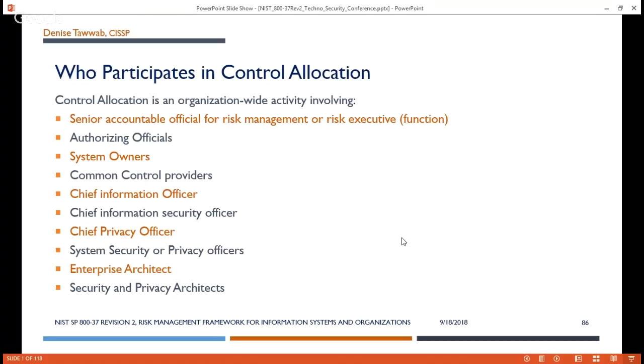All right, who participates in control allocation? Control allocation is organization wide. It involves your senior agency official for risk management, authorizing officials, system owners, common control providers, the CIO, the CISO, the chief privacy officer, the system security or privacy officers, your enterprise architect, and your security and privacy architects.